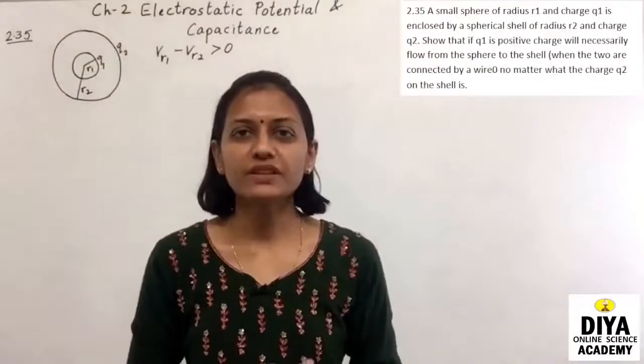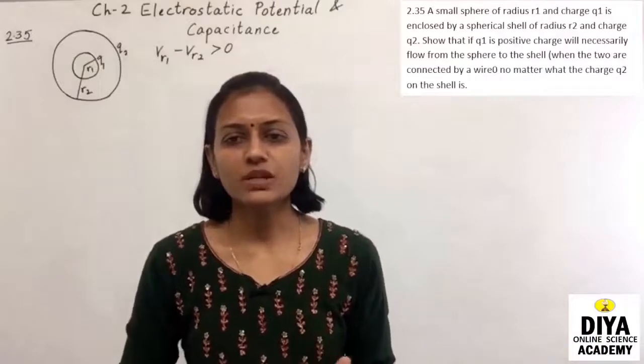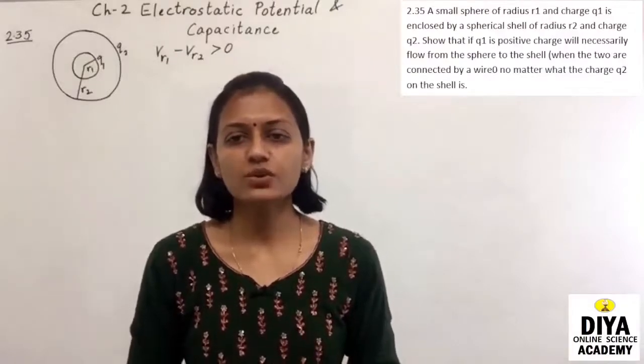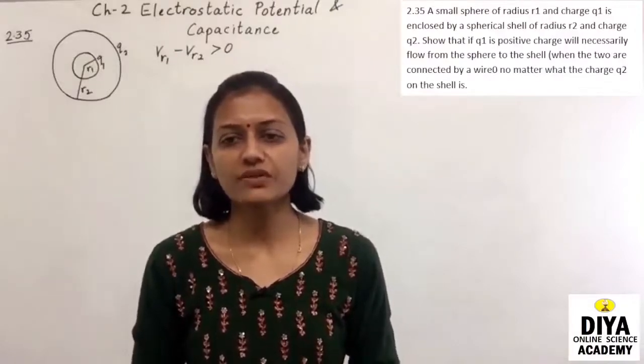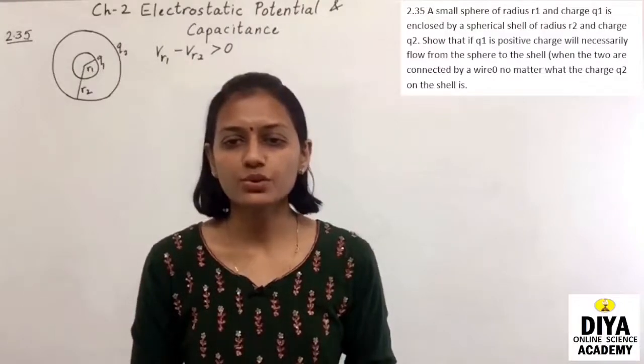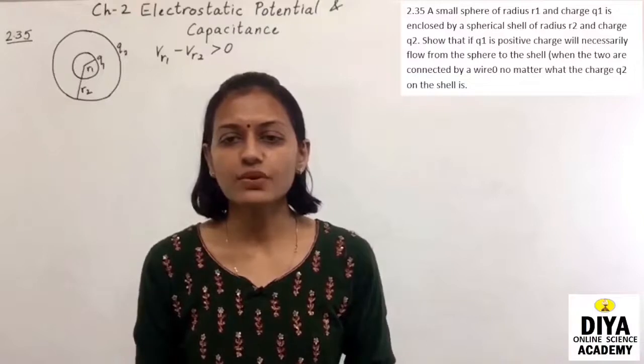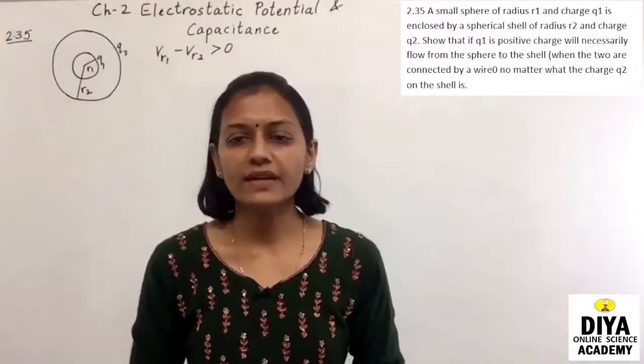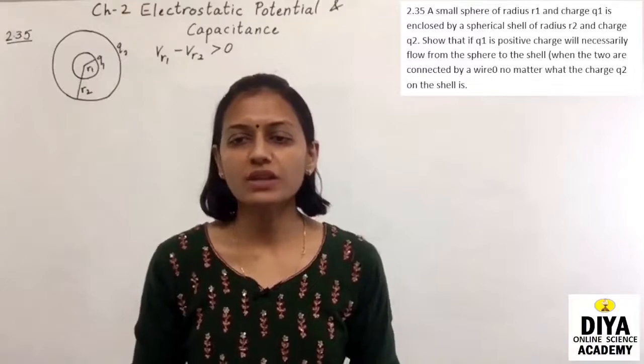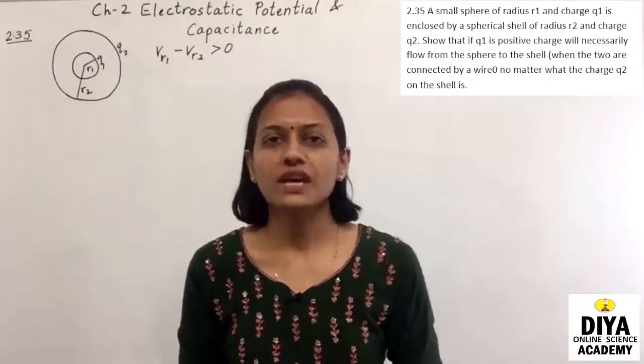Question number 2.35 it says a small sphere of radius r1 and charge q1 is enclosed by a spherical shell of radius r2 and charge q2. Show that if q1 is positive, charge will necessarily flow from the sphere to the shell when the two are connected by wire, no matter what the charge q2 on the shell is.